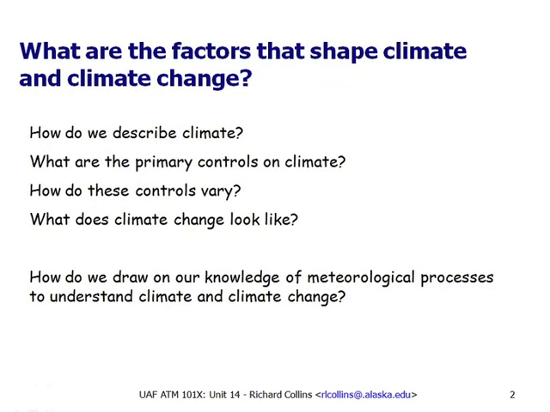The overarching question for this unit is, what are the factors that shape climate and climate change? The four specific questions are, how do we describe climate? What are the primary controls on climate? How do these controls vary? And what does climate change look like? I hope you can apply the understanding of meteorological processes that you have acquired over the whole semester to your study of climate and climate change in our final unit.